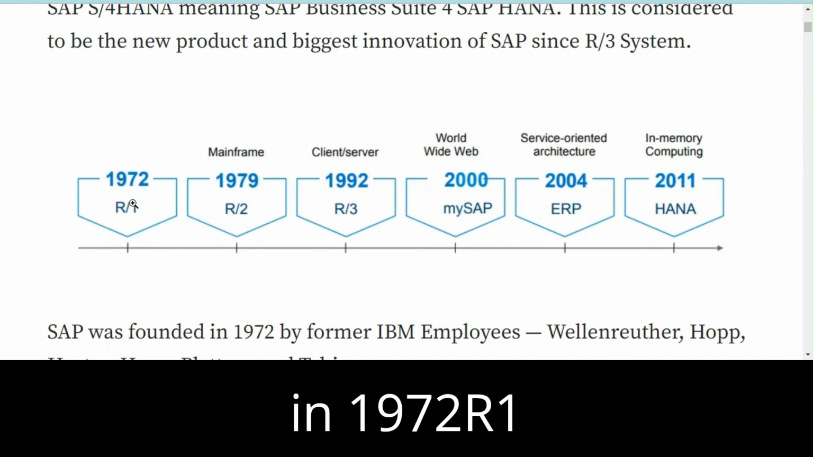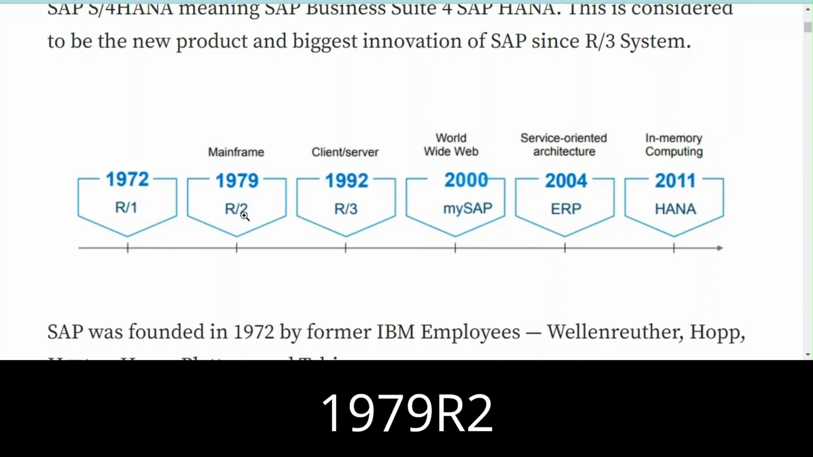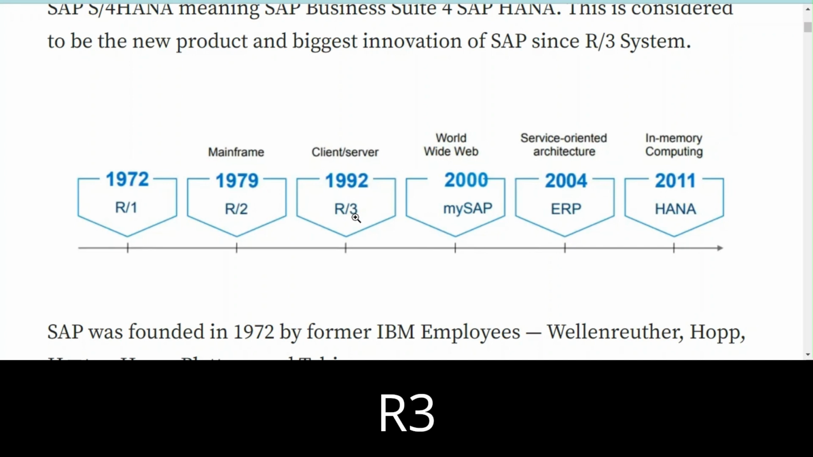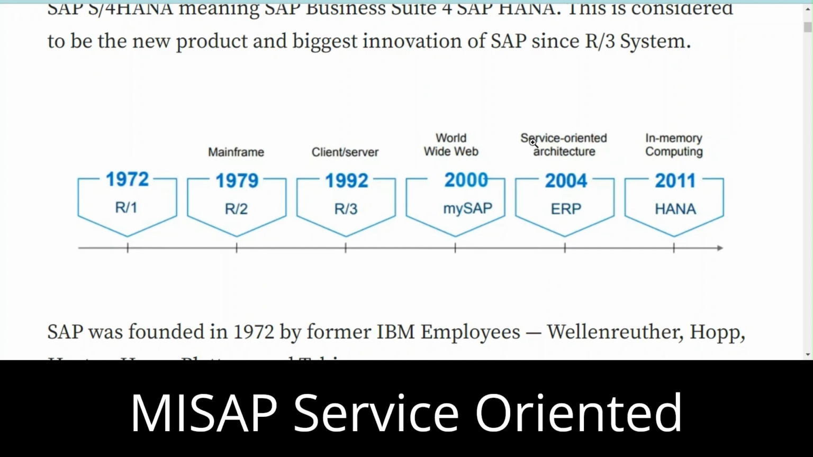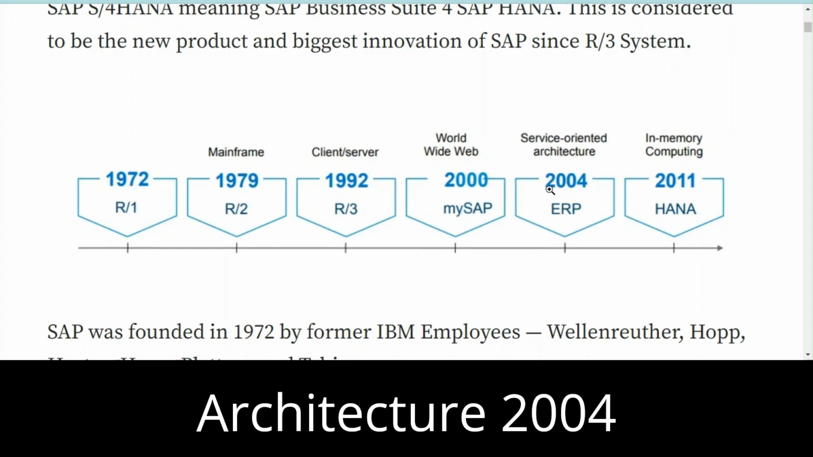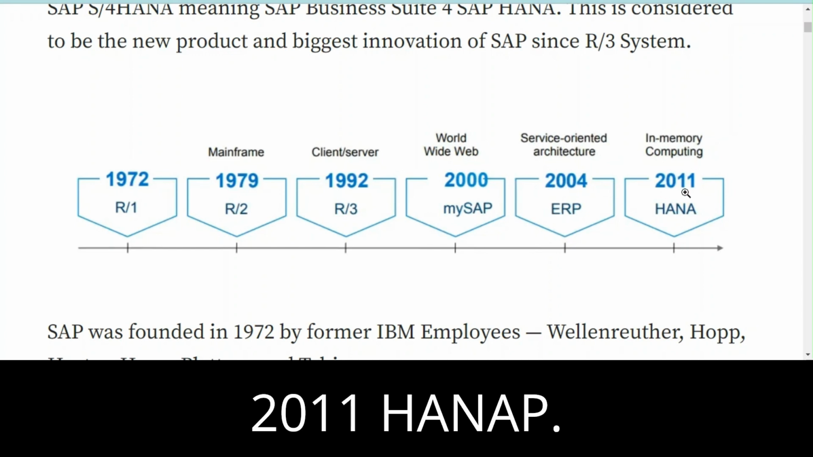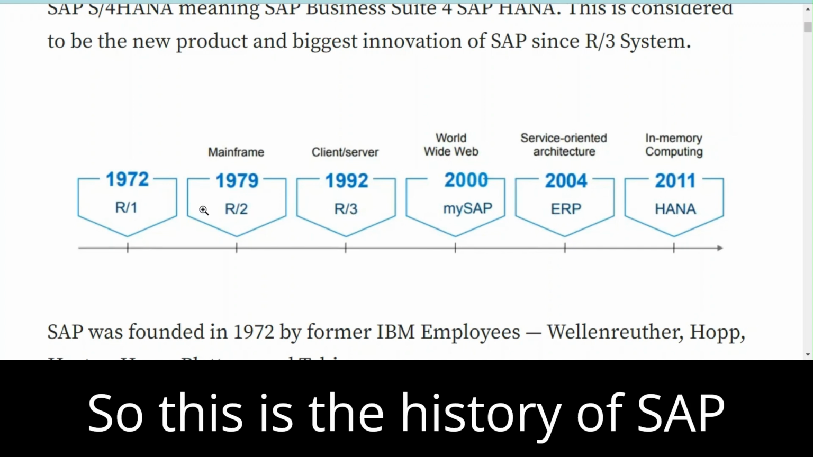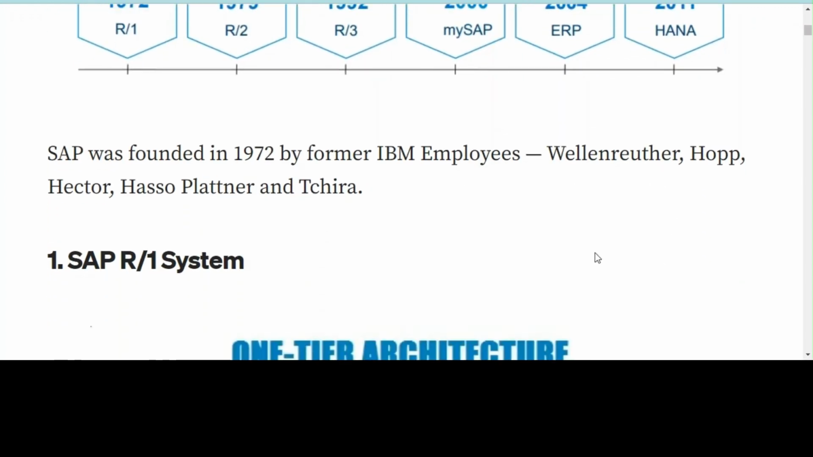In 1972, R1, mainframe. 1979, R2, client server. 1992, R3, World Wide Web. 2000, mySAP, service oriented architecture. 2004, ERP, in-memory computing. 2011, HANA. So this is the history of SAP S/4HANA. This is the chronology. That's how SAP S/4HANA has evolved.